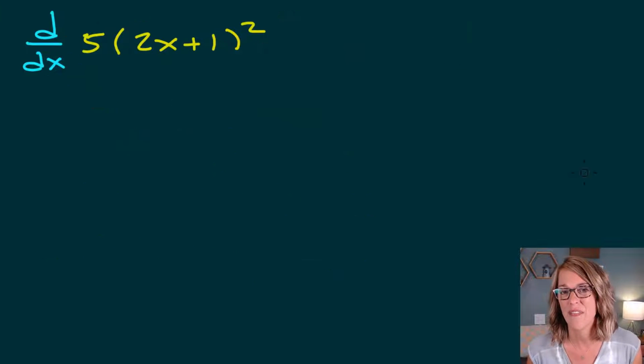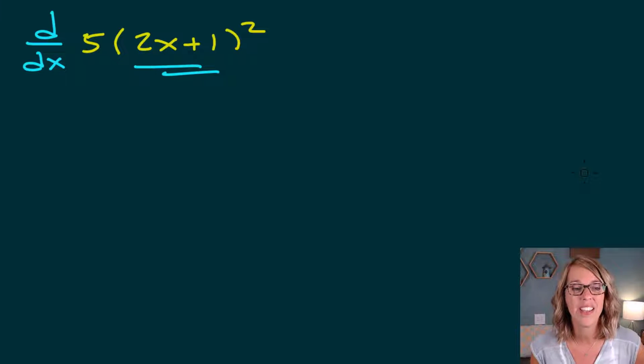In this next one, I've got 5 times the quantity 2x plus 1 squared. Before I do anything, I need to expand that 2x plus 1. So I'm going to hang on to the d/dx. I'm not applying my derivative yet. And I'm also going to hang on to that constant multiplier 5.